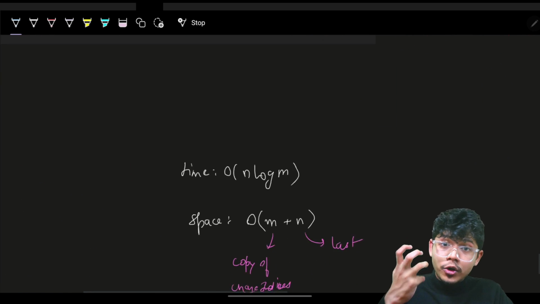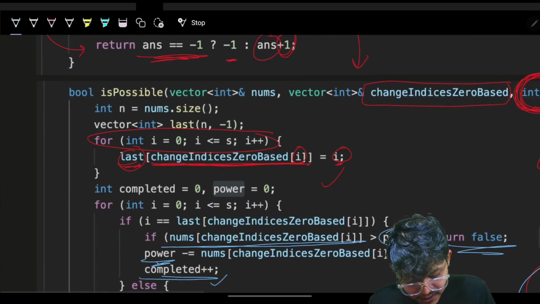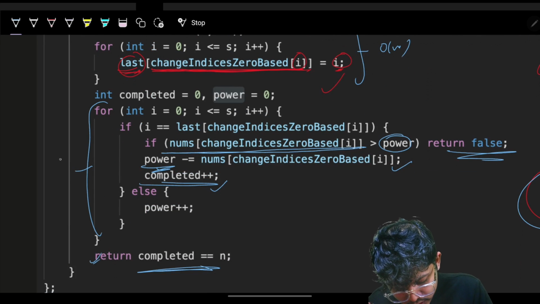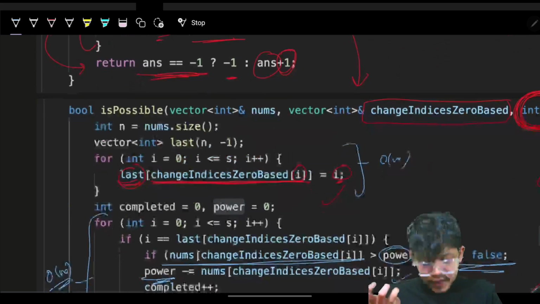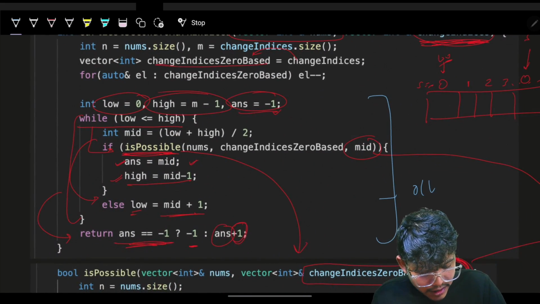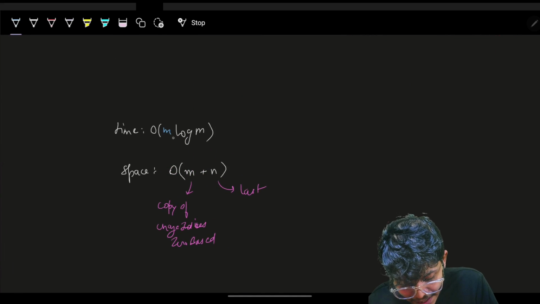And that's how you will see that the time is O of m log m, because this operation takes O of m time, this operation also takes O of m time, and this operation takes O of log m time. So the complexity is O of m log m.